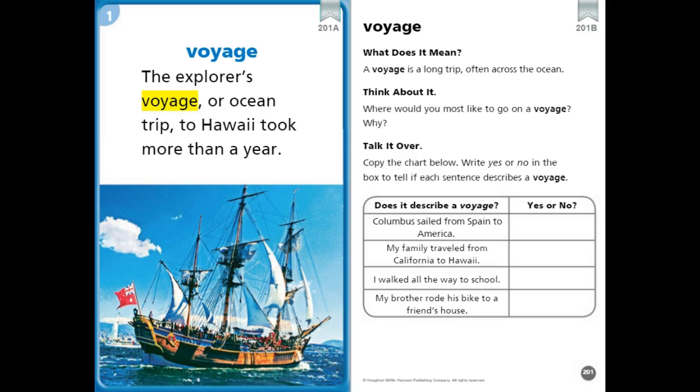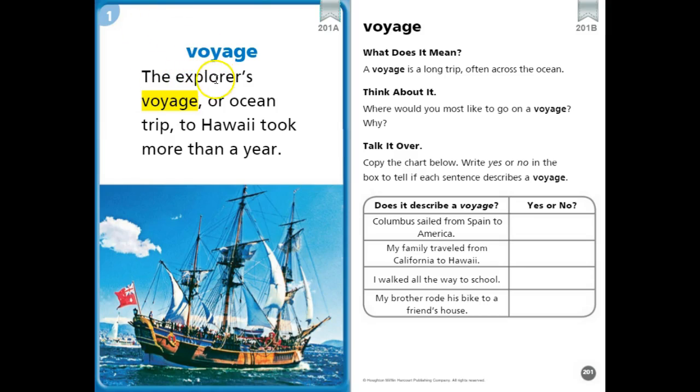Remember, I would like you to read the blue word with me and the sentence underneath the blue word. Then I'll tell you what it means, and then you're going to pause the video after I read Think About It. Join me back when you're done talking about it with your learning adult. And then you're going to talk it over and pause the video again and talk over the part of that card. All right, so let's get started.